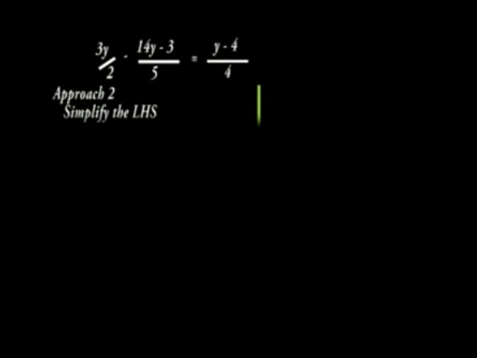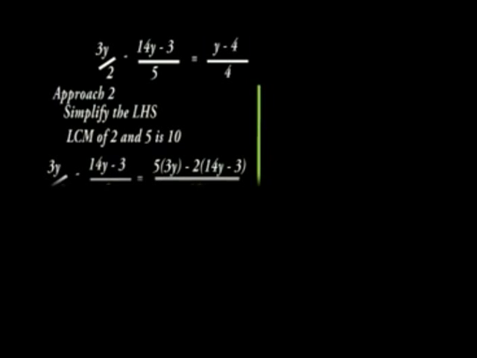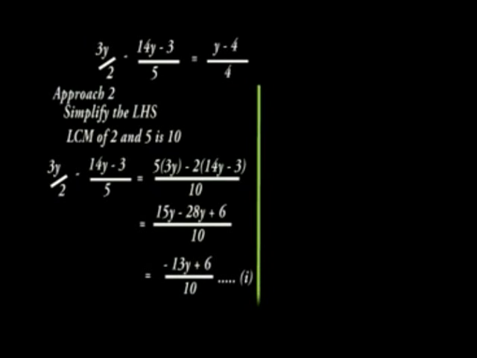Approach 2. Simplify the left hand side just as we did with fractions. LCM of 2 and 5 is 10. Thus, 3y over 2 minus 14y minus 3 over 5: 10 into 2 is 5 times 3y minus 10 into 5 is 2 times 14y minus 3. We get 15y minus 28y plus 6 over 10, which gives us minus 13y plus 6 over 10.